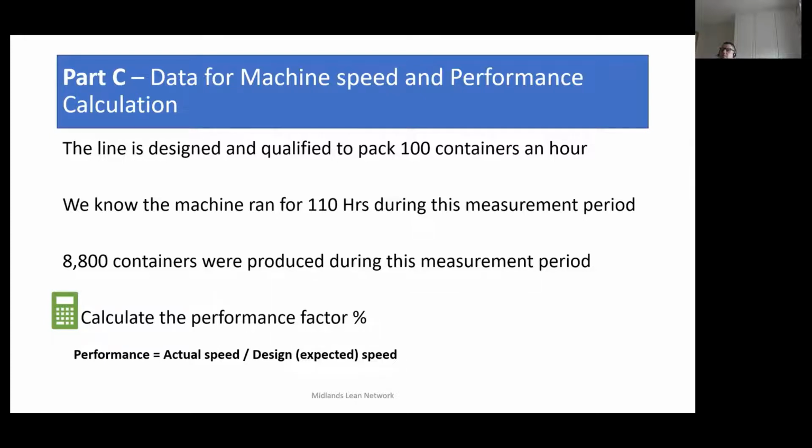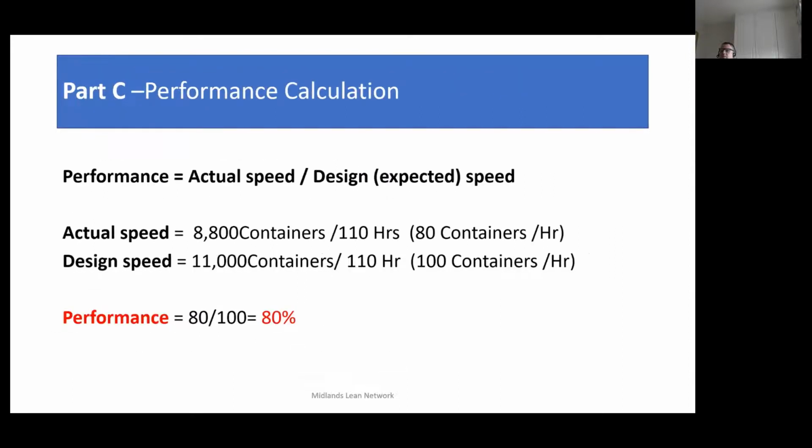First of all, work out what the design spec was. If we ran for 110 hours and we expected 100 an hour, how many containers was that? And then compare it to what we actually got. So I'm just moving on to the next one here. The actual speed was 8,800 containers in 110 hours, which is 80 containers an hour. And the design speed was 11,000. We should have got 11,000 over the 110 hours. So the speed of this machine on the ground is 80 over 100, it's 80%. It's only producing 80 an hour, and its design spec is 100. So we can see there's a gap there of 20%.